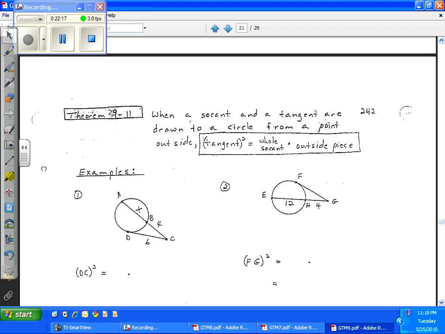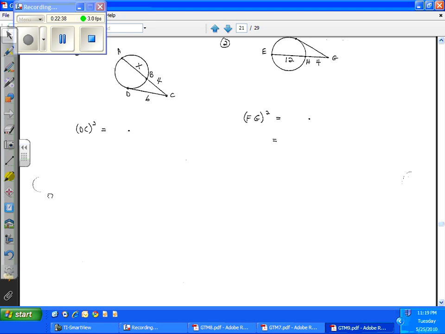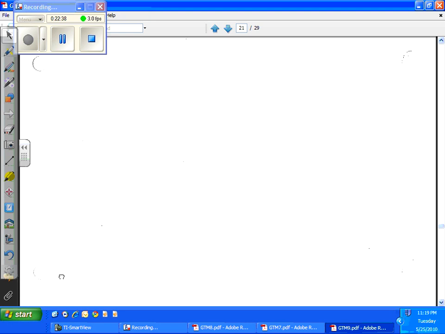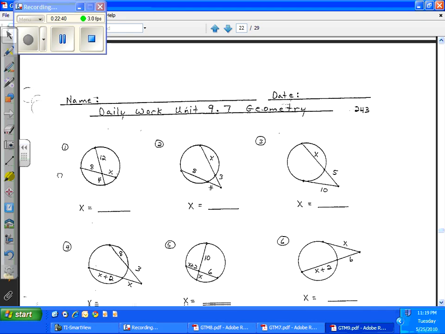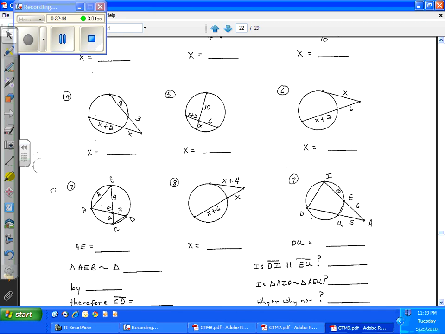And then we have a secant and a tangent. If a secant and a tangent are drawn to a circle from a point outside of a circle, then the square of the tangent is equal to the product of the secant and its external segment. In other words, the tangent squared is equal to the whole secant times its outside piece. Okay? So there's the lesson, and we're going to go to the daily work and make some application of that.